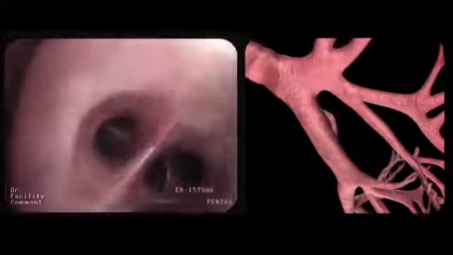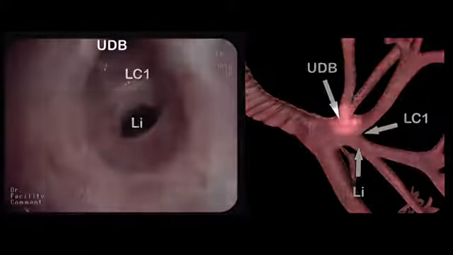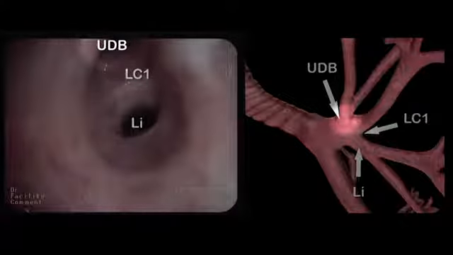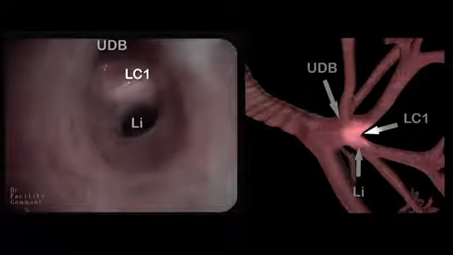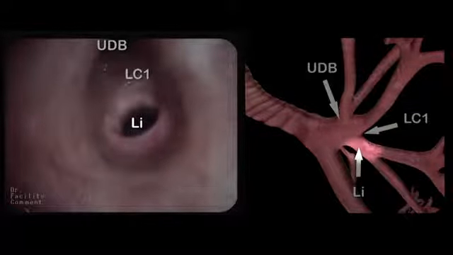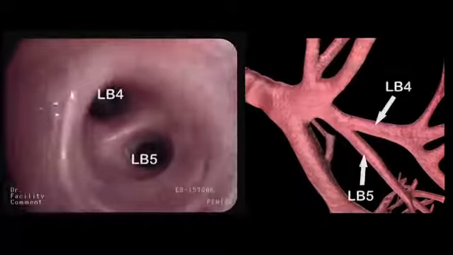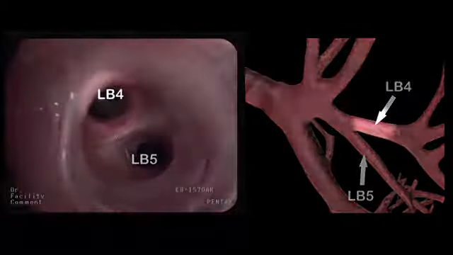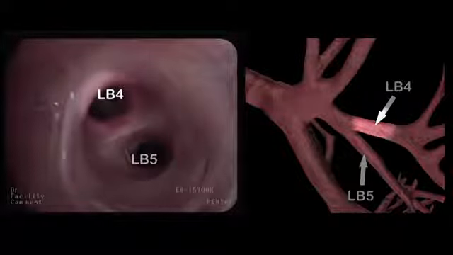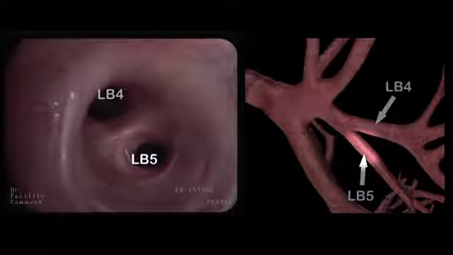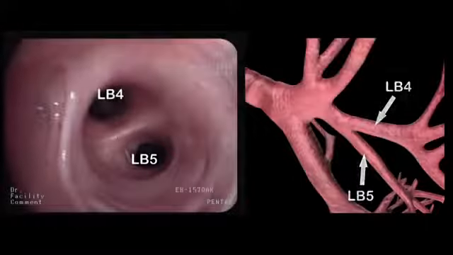After inspection of the basal branches, the bronchoscope is slowly retracted in order to reach the left upper lobe. When entering the left upper lobe, we recognize the upper division bronchus, the left carina 1, and the lingula. The lingular bronchus divides into the superior segmental bronchus, or LB4, and the inferior segmental bronchus, or LB5.